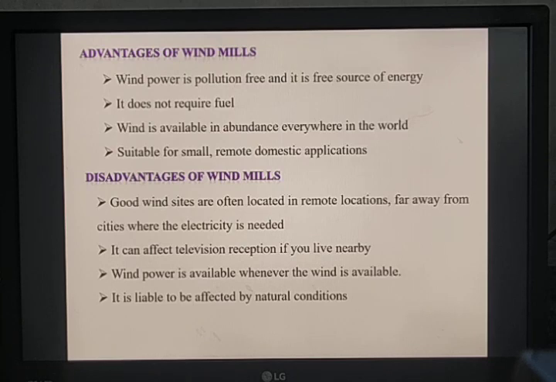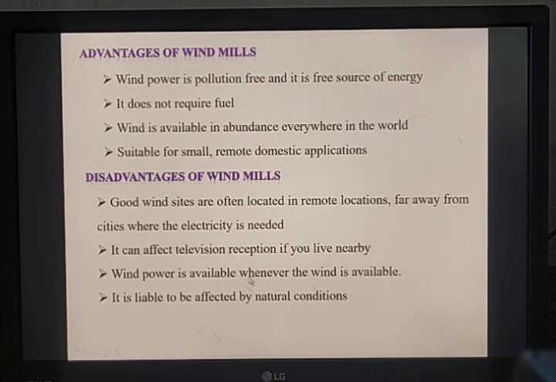Wind energy cannot be stored. Generally, the wind is available in a day maximum 8 to 12 hours. The remaining time, the wind is there, but that much power generation capacity wind is not available. For that purpose, we need to keep a battery for backup purpose. The remaining time, it supplies the power.